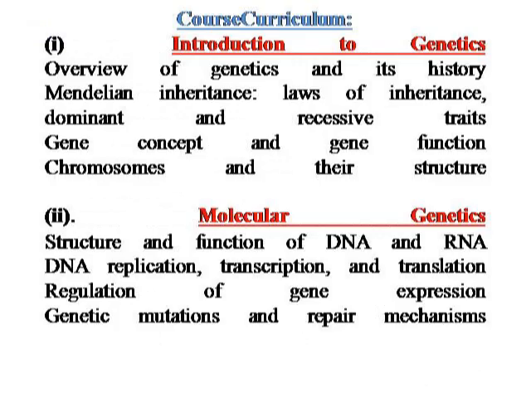This is the course curriculum. We will discuss the course in the following 6 chapters. The first chapter is, as you can see, Introduction to Genetics. In this chapter, we will discuss an overview of genetics and then Mendelian history, law of inheritance, law of dominance, law of segregation of gametes, law of independent assortment, and then the concept of dominant and recessive traits, gene concept, gene function, chromosomes and their structure.